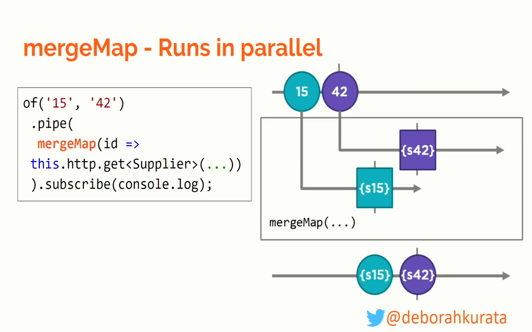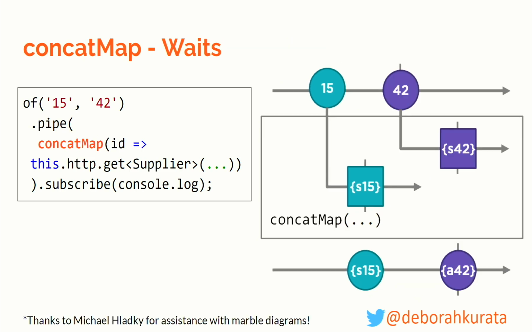Now, of those 2, for our scenario, which one makes sense? I want to get all the suppliers for a product. Do I want mergeMap or do I want concatMap? MergeMap, because there's no reason I worry about sequence. I don't care about the order, so I don't need concatMap.